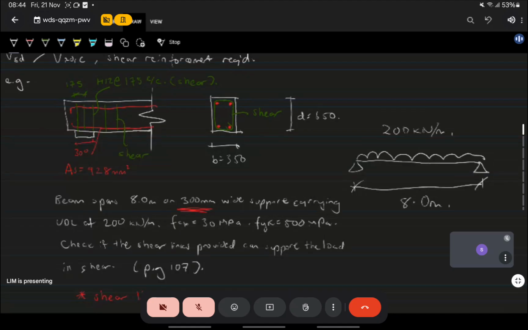So the task that you have to do is check whether the links that have been provided are enough or not. They provided the shear links already. You just have to check whether it's enough or not. To do that, first of all, you need to know what shear force you are dealing with. They've given you a load, but they haven't given you a shear force. So you need to calculate the shear force itself.